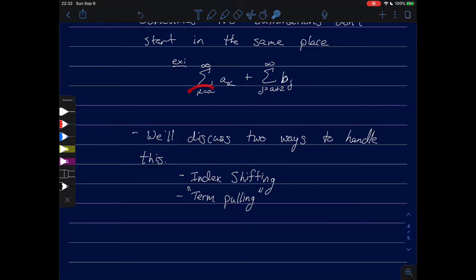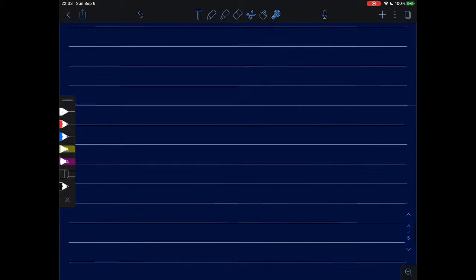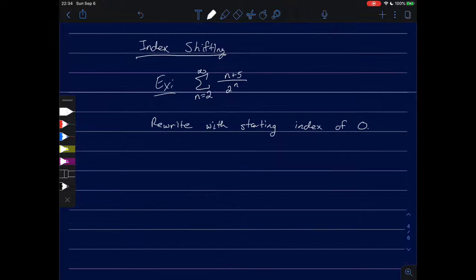So if we look at this instance here, we have something starting at a, and then something starting at a plus 2. So this guy here doesn't include the first two parts of what this guy encompasses. So there's two ways we can handle something like this. We can either do an index shift, or we can pull terms out and get them to be the same index.